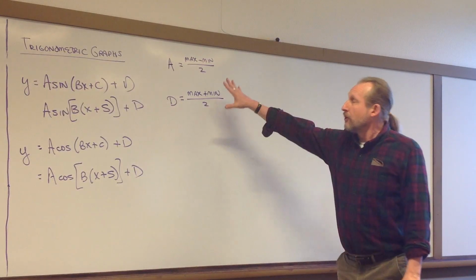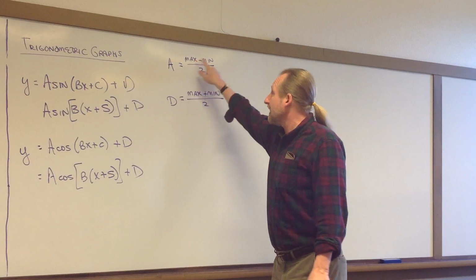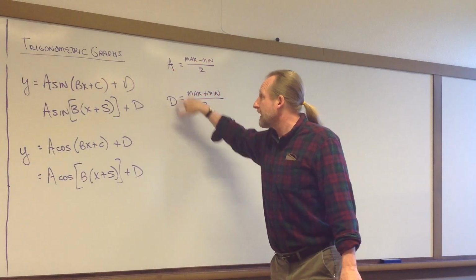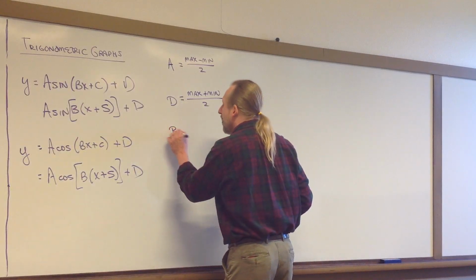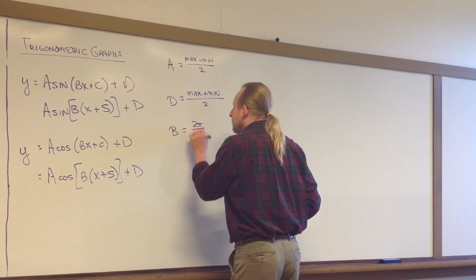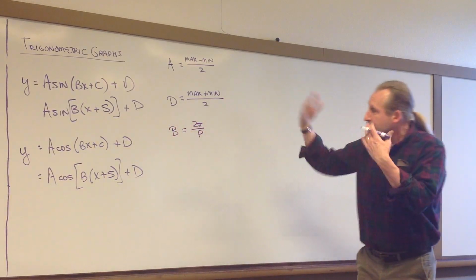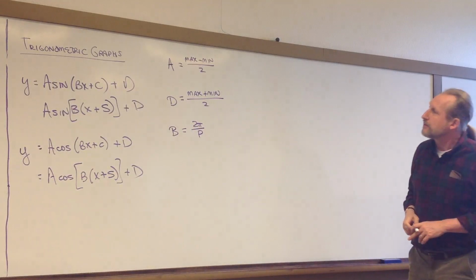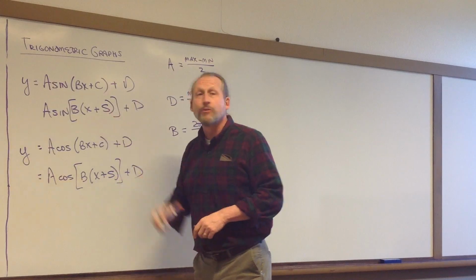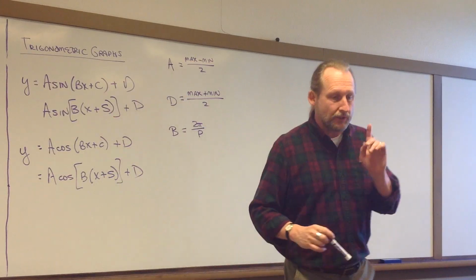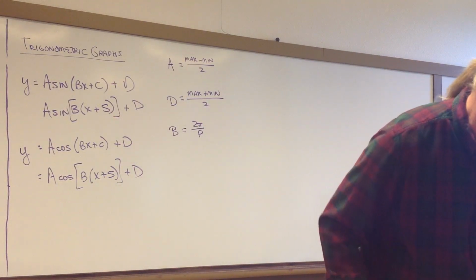All right, so those are really helpful if you've got maximum and minimum values and you need to calculate A and D. All right? And then, of course, B is equal to 2 pi divided by the period, because the period is 2 pi divided by B. And then the S value is going to be wherever we choose our starting position.